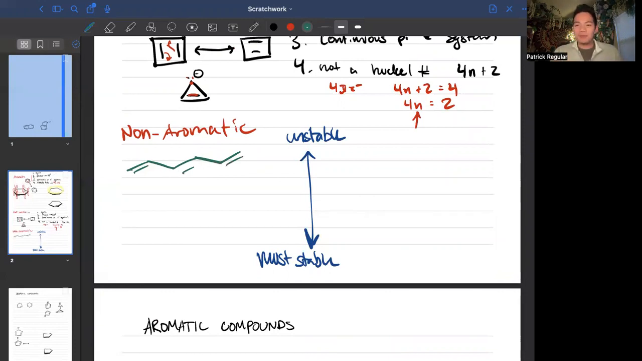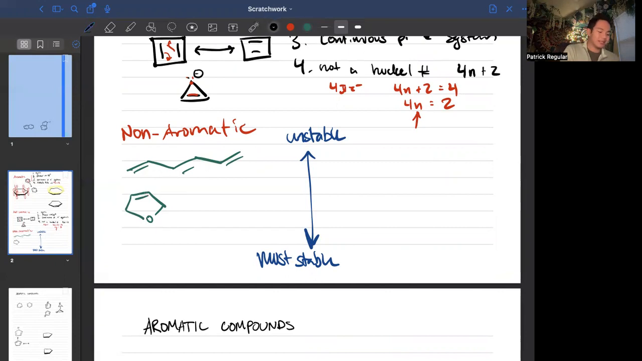Hexa-1,3,5-triene. Is that aromatic? No, it's not cyclic, so automatically it's not aromatic. I'm trying to think of another one. Ooh, I got one. Right? Is that aromatic? No.